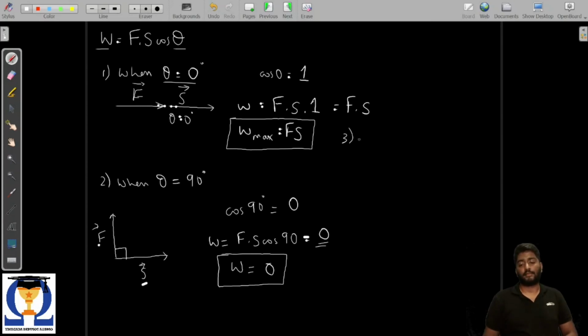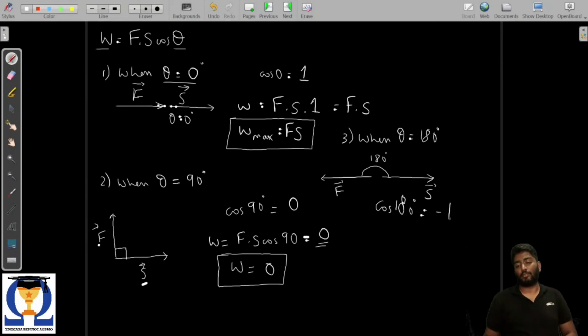Now the third case, when theta is equal to 180 degrees. What do I mean when I say that theta is equal to 180 degrees? So the angle between the force and the displacement vector is 180 degrees. That means that they are acting in the opposite directions. I know that cos of 180 degrees is equal to minus 1. So work done will be F into S into cos of 180. This is minus 1. So work done is minus F into S.